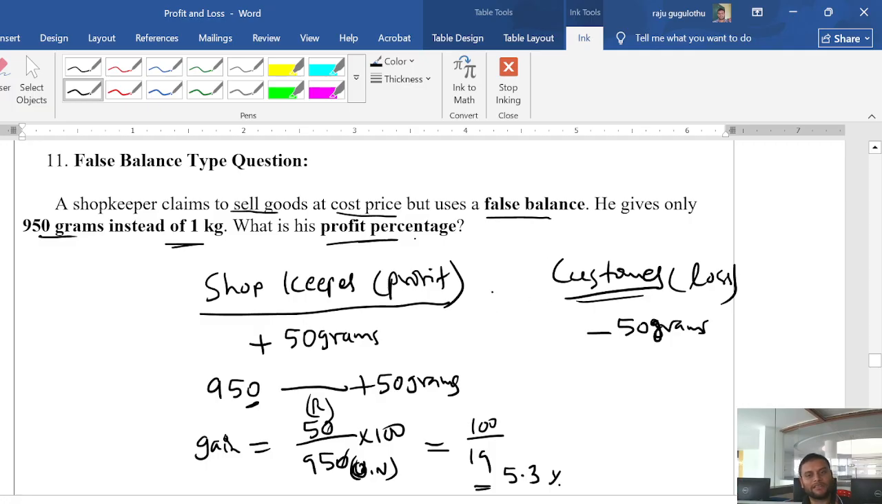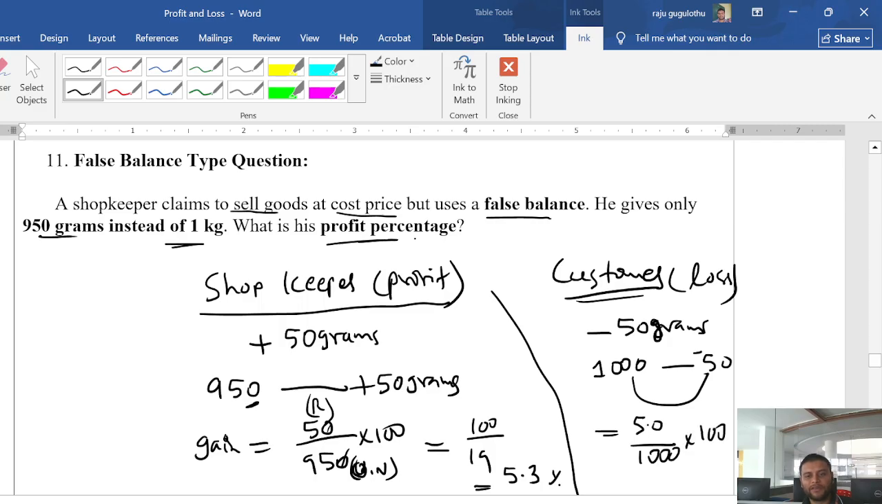At the same time, the customer's loss: we are assuming we are paying for 1000 grams, but we are getting 50 grams less. So on every 1000 grams we are losing 50 grams. My loss percentage will be 50 on every 1000 into 100, that is 5 percent loss. So this is the loss happening to the customer, and this is the profit happening to the shopkeeper.